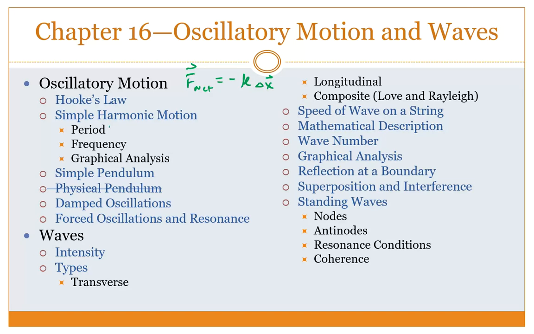Make sure you know those terms: period, frequency, simple pendulum. What's a condition for a simple pendulum to be a simple harmonic oscillator? Small amplitude. So sine theta is approximately equal to theta in radians. Don't try to apply that in degrees, in radians. And for a simple harmonic oscillator, omega is square root of k over m. For a simple pendulum, that turns out to be square root of g over L. Damped oscillations, that only applies to David.